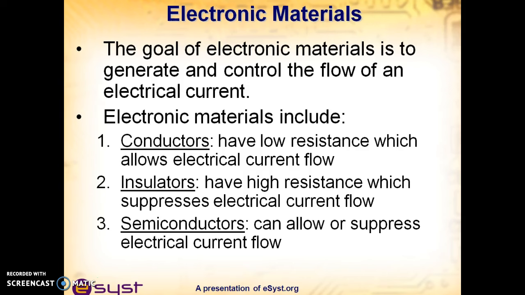Electronic materials. The goal of electronic materials is to generate and control the flow of an electrical current. Electronic materials include, first, conductors, materials that have low resistance which allows electrical current flow. Second, insulators, materials that have high resistance which suppresses electrical flow. And third, semiconductors, materials which can allow or suppress electrical current flow.